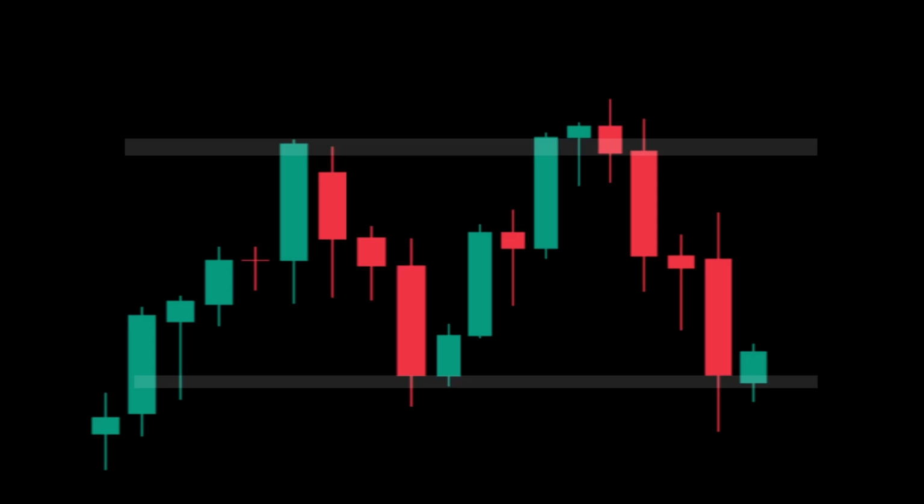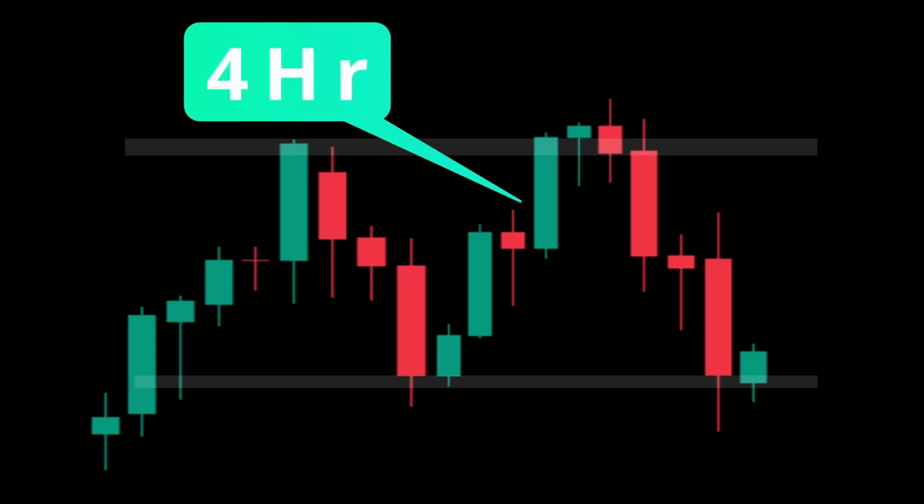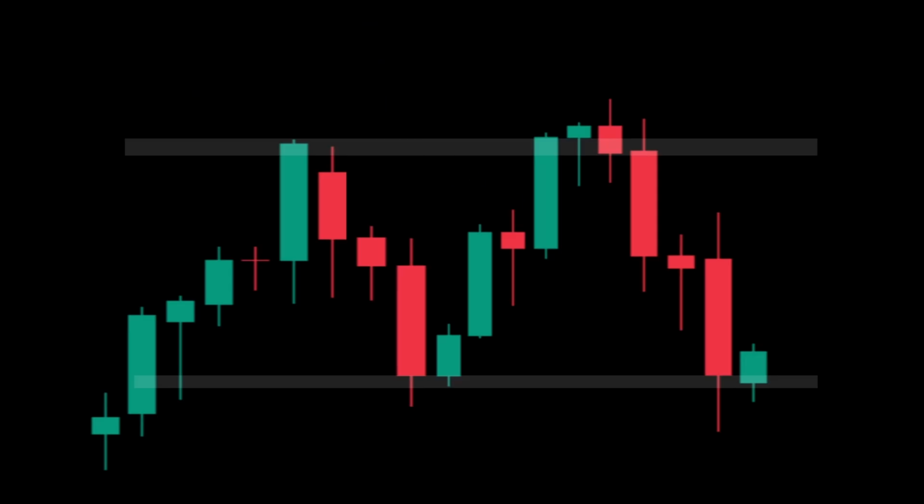To spot these zones, use a higher time frame like the 4-hour chart. Draw horizontal lines at areas where price reverses or consolidates. These are your key zones for trading high volume candles.